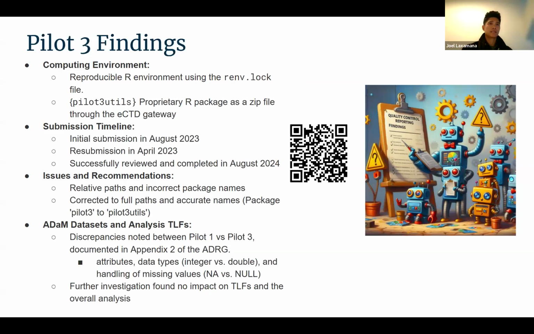And then in terms of ADaM datasets and analysis TLFs, there were some discrepancies noted between Pilot 1 and Pilot 3, including differences in attributes, data types, and handling of missing values. But these discrepancies we did document in the appendix of our ADRG in Pilot 3, which you can read. Again, when you scan the QR code, our ADRG is available for you to read.